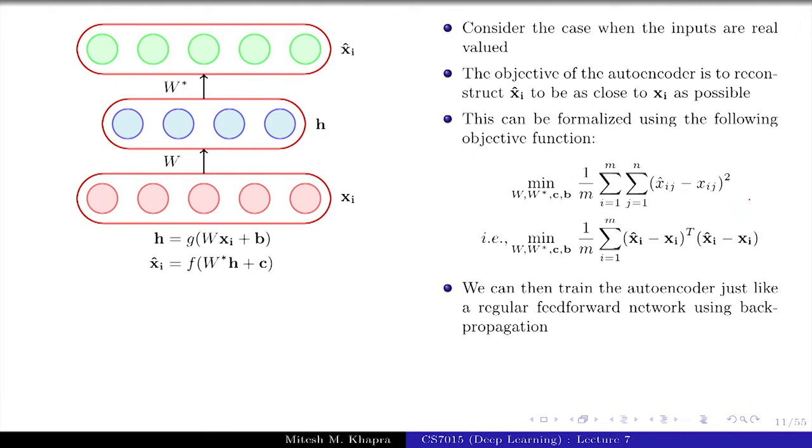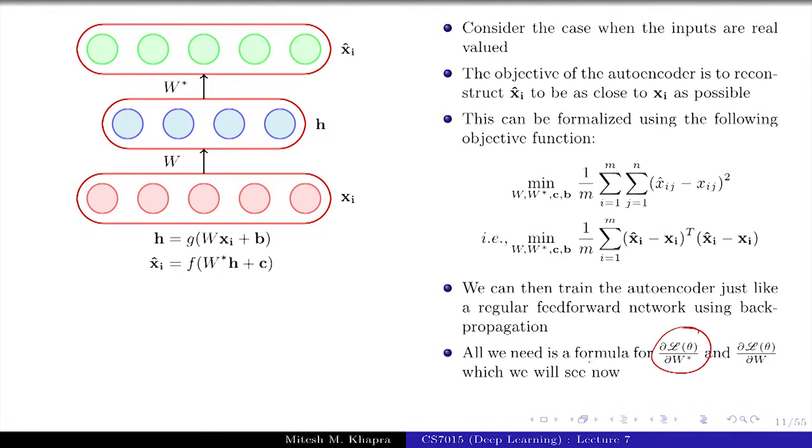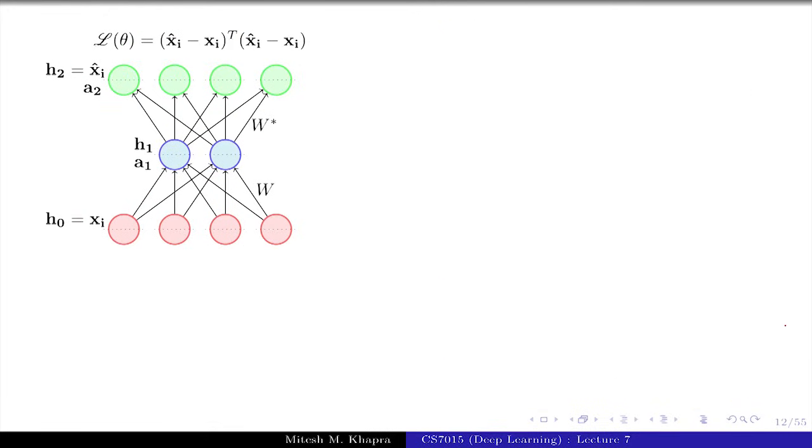Okay. And now we can just train the autoencoder by treating it as a regular feed forward neural network. This is just like any other feed forward neural network. You have defined the loss function and you can just use backpropagation to train it, right. In this case all we will need is a formula for the gradient of the loss function with respect to your parameters, which are w and w star. I have again ignored the biases b and c. So, we will also need dou L theta by dou b and dou L theta by dou c, right. So, these two gradients also you will need, but these are generally the easier ones to handle. If you know how to compute this, the b and c are very easy. Okay. So, let us look at this.